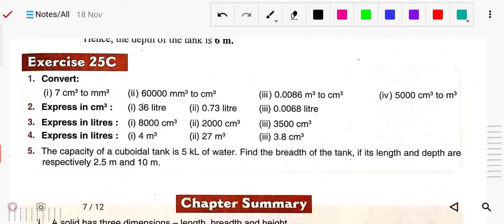Now we will solve exercise 25C. The first one: you have to convert 7 centimeter cube to millimeter cube.